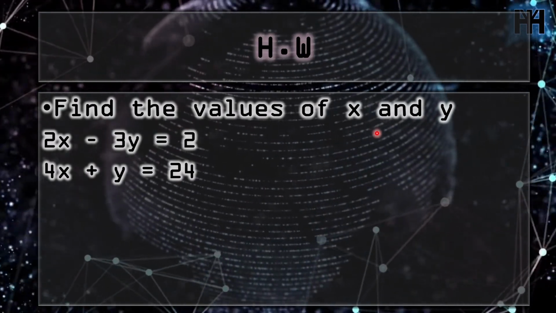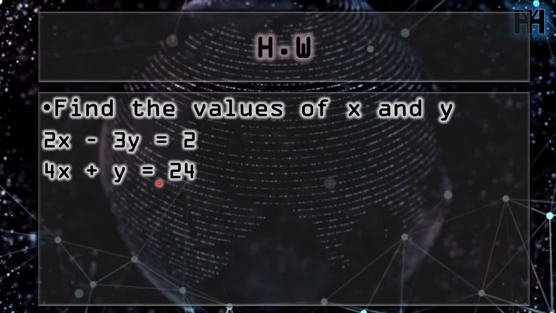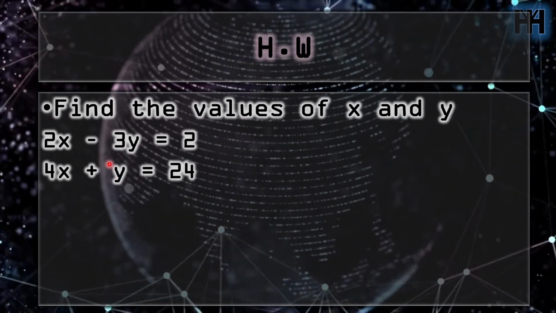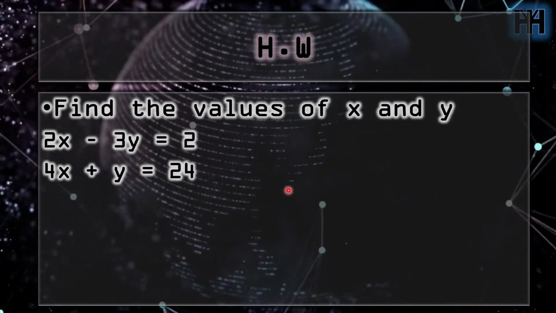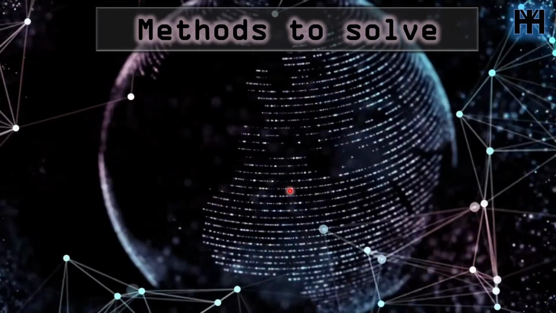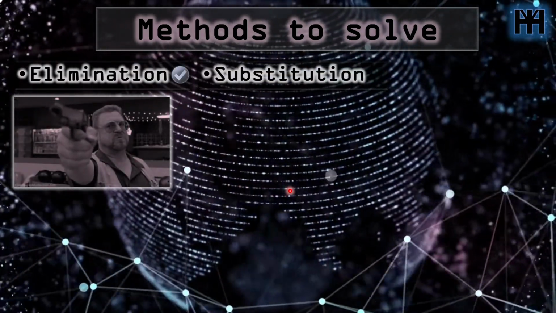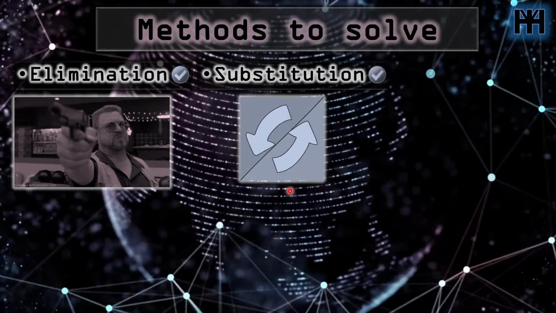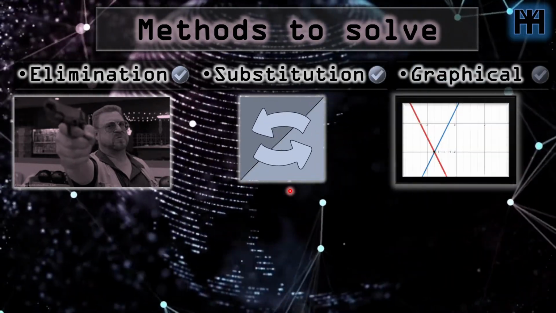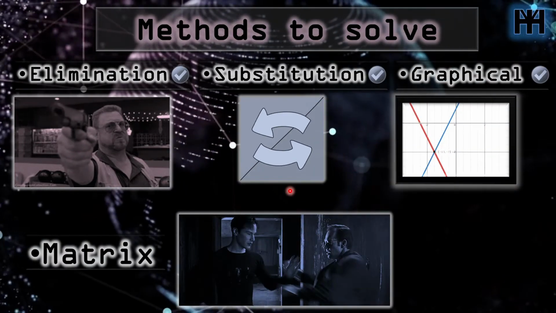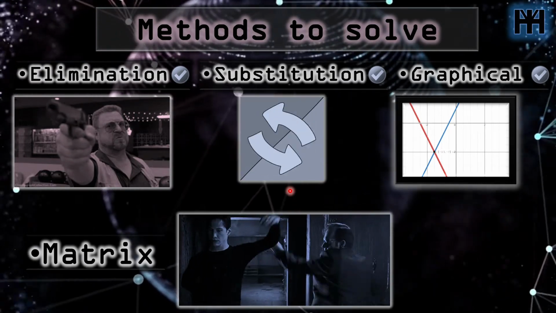Homework: find the value of x and y for these two equations. When you find them, write them in the comments section below. Remember, we are done with the elimination and with the substitution and with the graphical. The only thing left now is the matrix, which will be in part D.